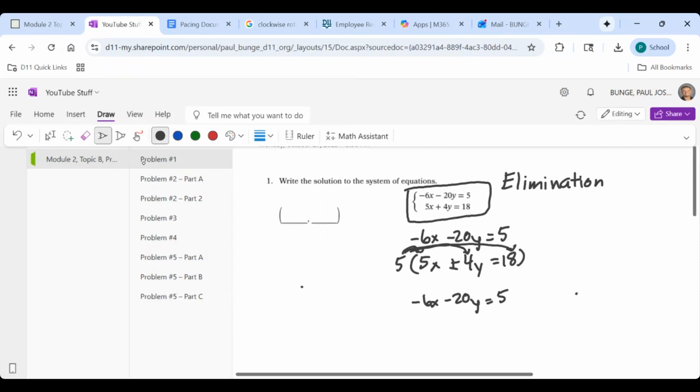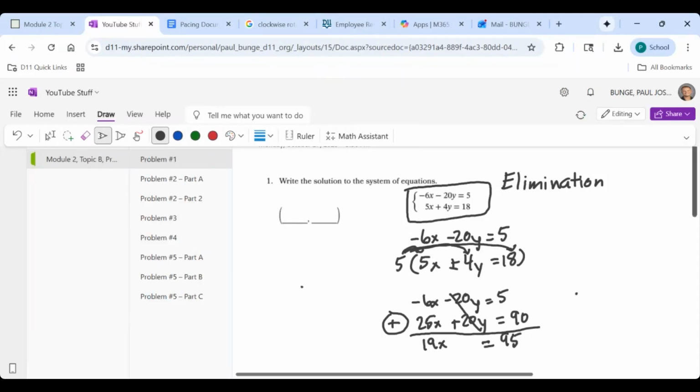And when I distribute, I'm going to have a positive 25x plus 20y, sorry, and multiplying 18 times 5, that's going to be 90. I will tell you guys this too, there are some bigger numbers on this quiz, so I will let you use a calculator. So if you want to practice with that, I'm totally fine. Okay, so now whenever I'm eliminating, I'm going to add my terms together, okay? So negative 6 plus 25x is 19x, minus 20y plus 20y, that goes away, and I'm left with equals 95.